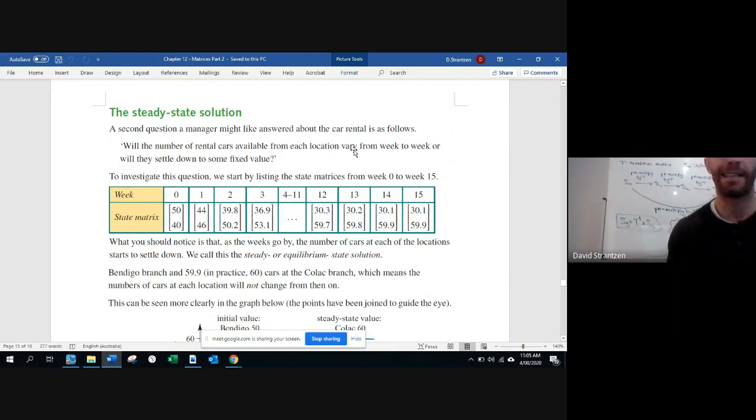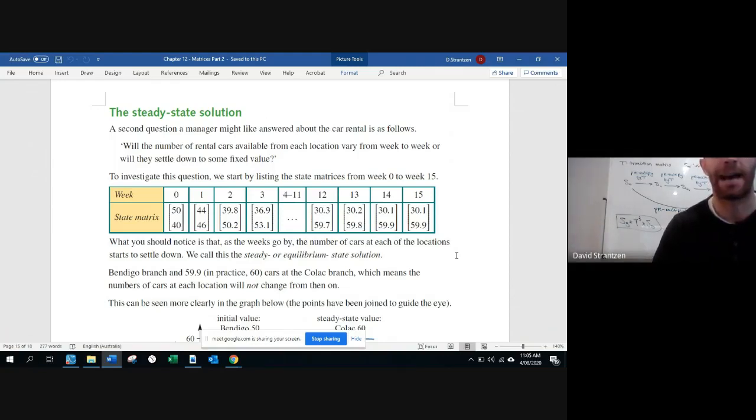And you might wonder, is this pattern going to continue, or are the numbers going to continue to change, or at some stage are they going to become fixed? And the answer is, anytime we've got these transition matrix problems, we end up reaching what's called a steady state or an equilibrium state solution. Steady state or equilibrium state means unchanged. So eventually, the number of cars at each location from week to week will remain unchanged.